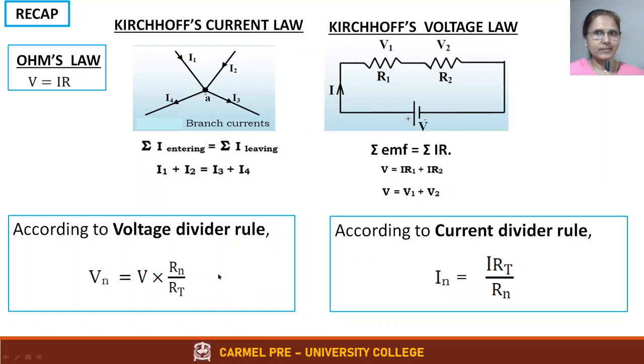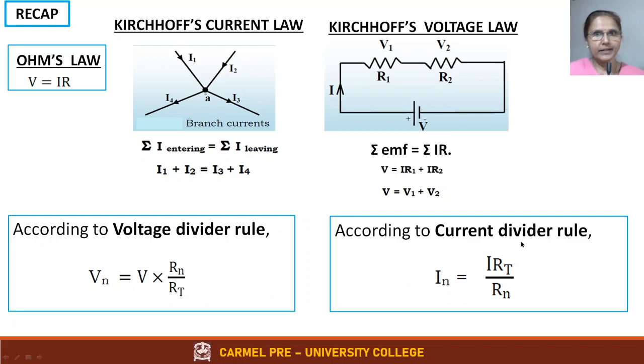Whenever the resistors are connected in series and if you have to find voltage across any resistor, then you will use voltage divider rule by this equation. Voltage across any resistor, if you have to find, that will be equal to total voltage applied across it multiplied by the resistance across which you want to find the voltage divided by the total resistance. That will be your voltage divider rule.